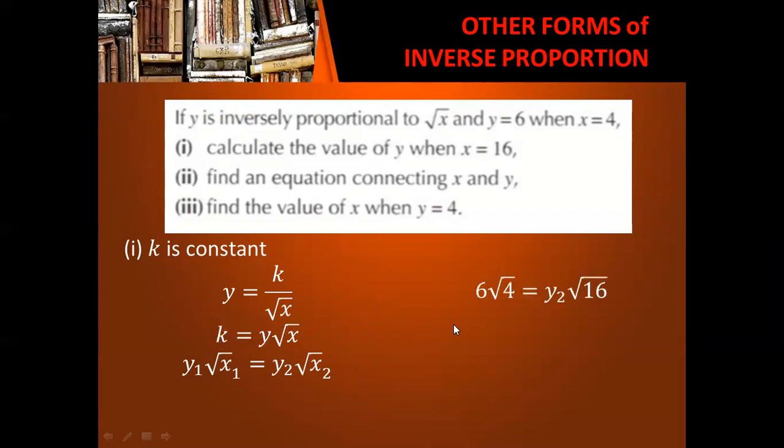Substituting the given values to the corresponding variables, we now have y sub 1 to be 6, x sub 1 will be 4, y sub 2 is unknown, and x sub 2 is 16. We'll now have 6 times 2, because 2 is the square root of 4, equals y sub 2 times 4. 6 times 2 is 12, and then dividing each side of the equation by 4, we'll get y sub 2 to be equal to 3.